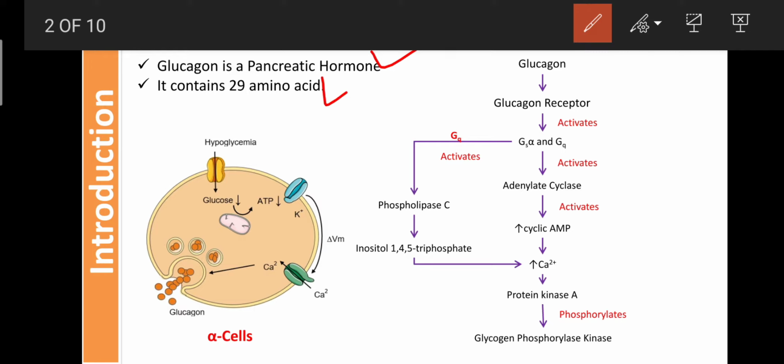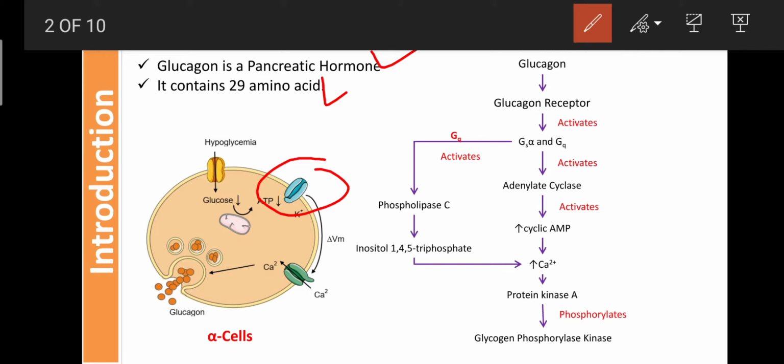The release of glucagon is similar to insulin. It depends upon the glucose and the inactivation of potassium channels. Insulin is also released by inactivation of potassium channels. For example, when glucose is elevated, it enters the beta cells, which utilize the glucose, and in the mitochondria produce more ATP. That ATP causes blockage of the potassium channel and opening of the calcium channel. Due to the opening of the calcium channel, more calcium accumulates. That accumulation of calcium causes a process known as exocytosis, which helps the release of insulin.